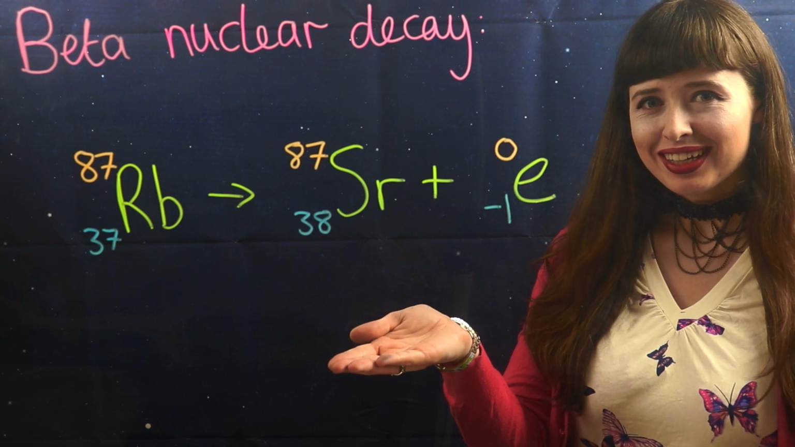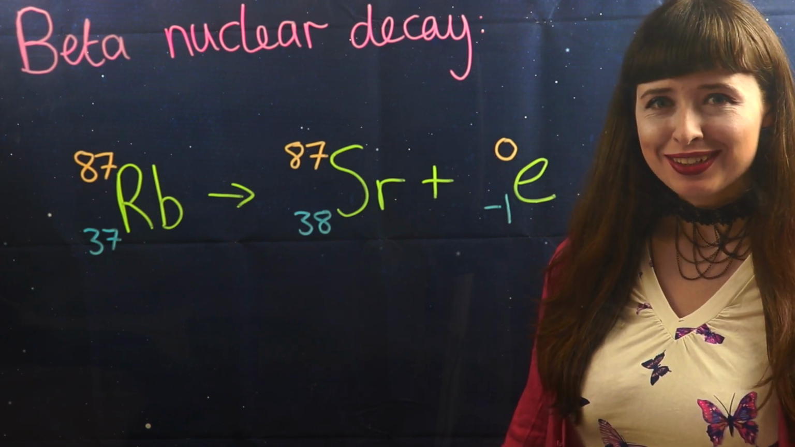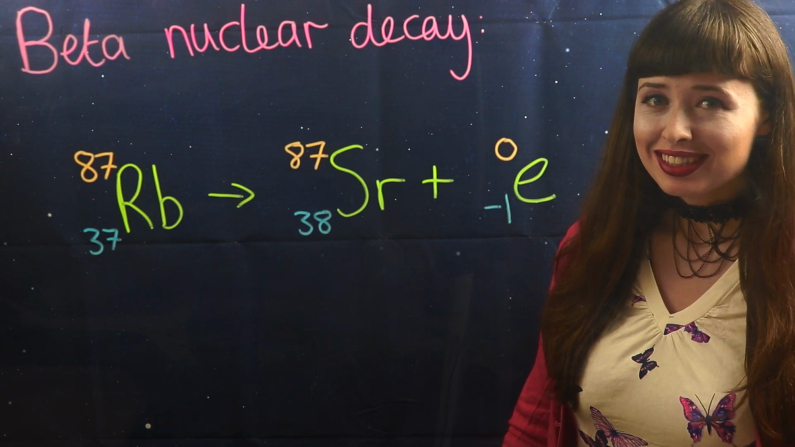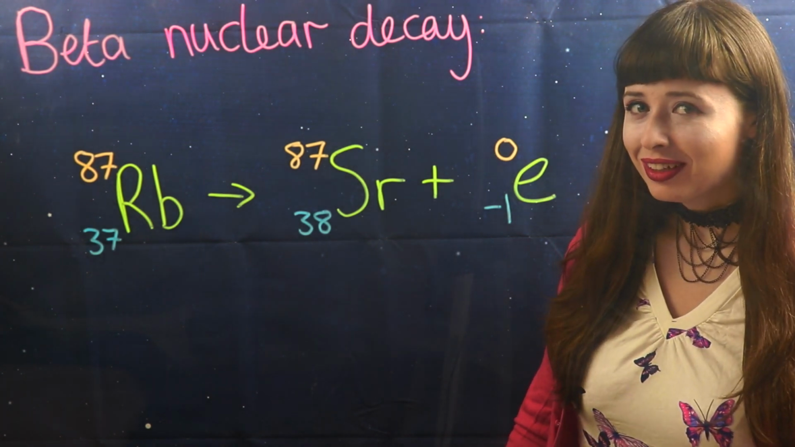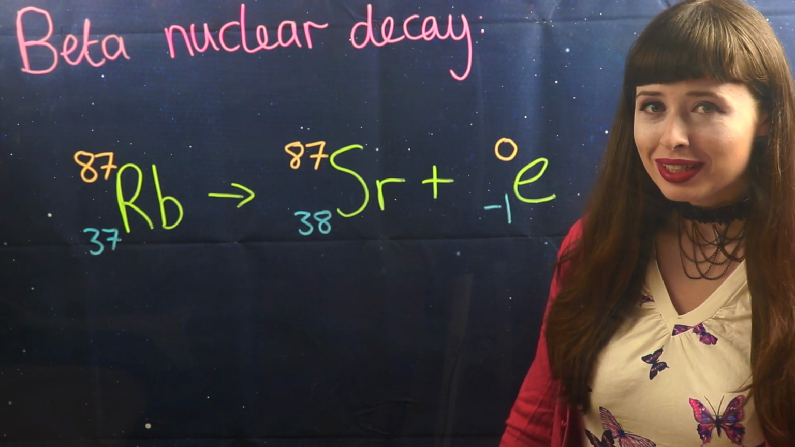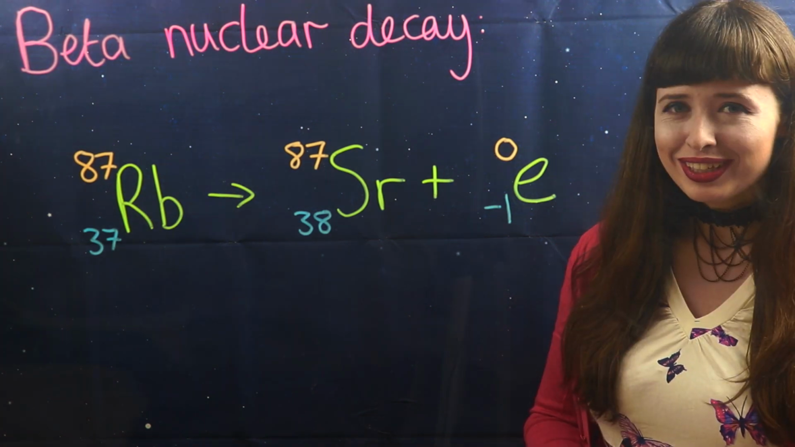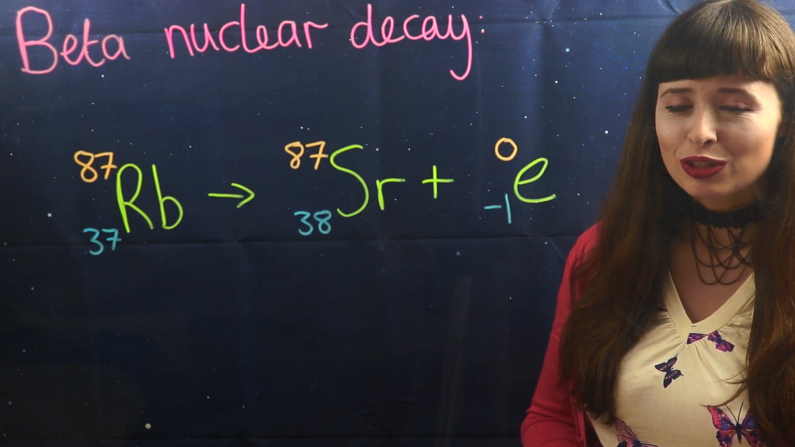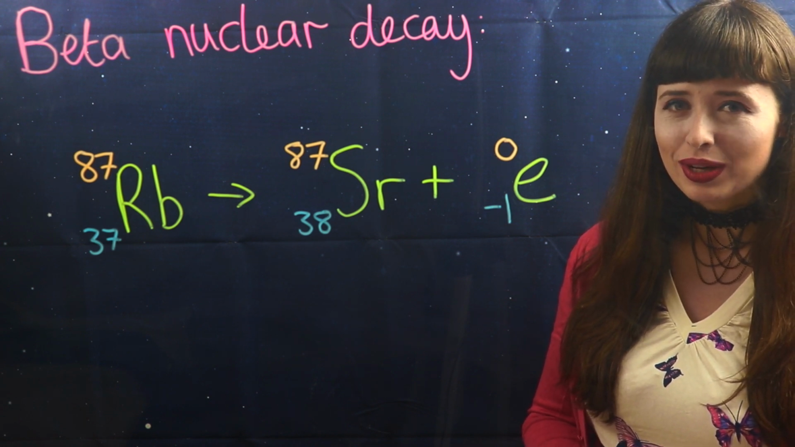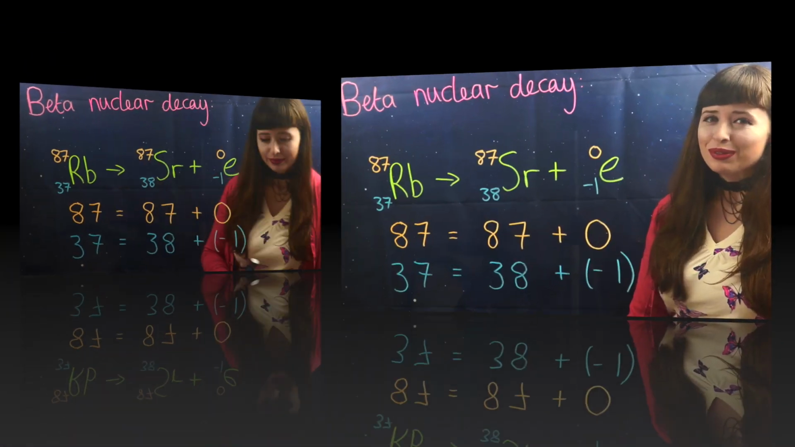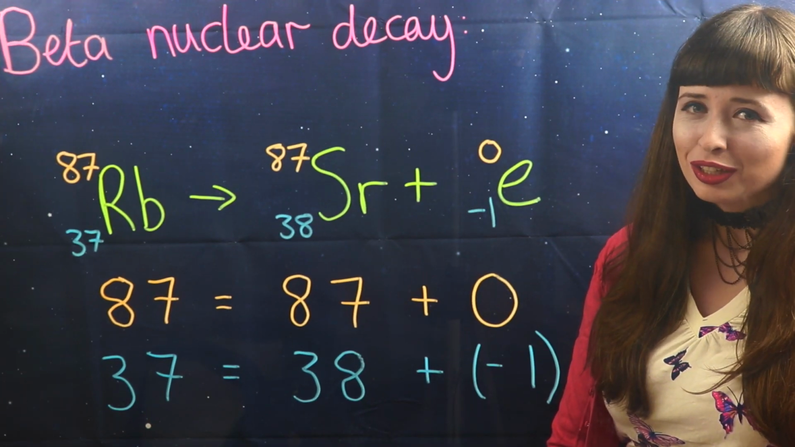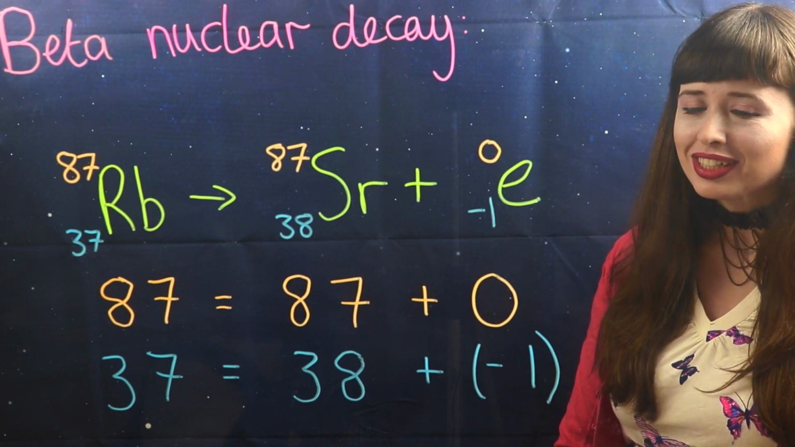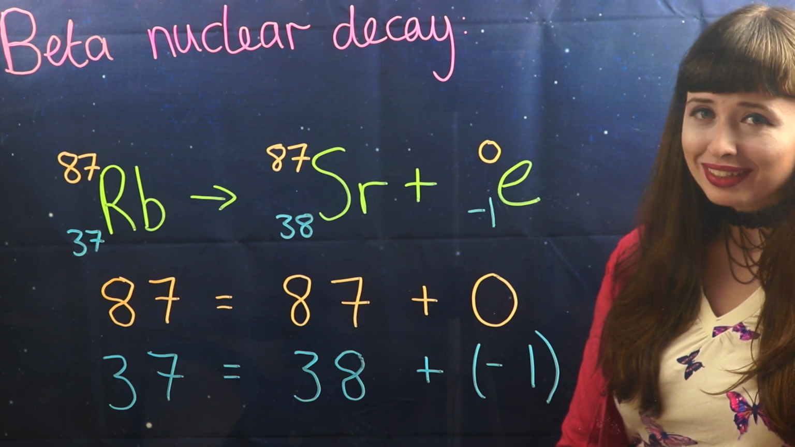So here we have an example of a beta decay nuclear equation. Hopefully you're noticing that again there's a simple algebraic pattern in both the mass numbers and atomic numbers. Using this, we can write out some simple math to quickly and easily solve any beta decay equation. We've written out the simple maths looking at the total mass number either side and the total proton number either side, and we can see that it all balances out.